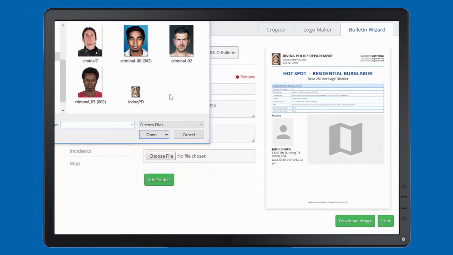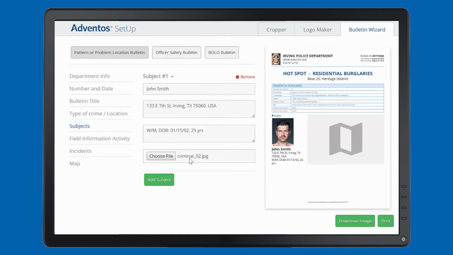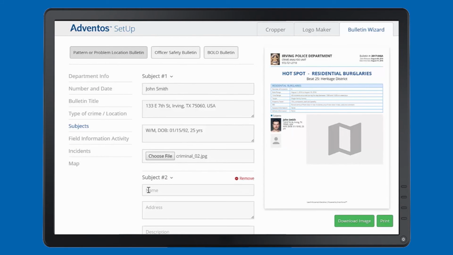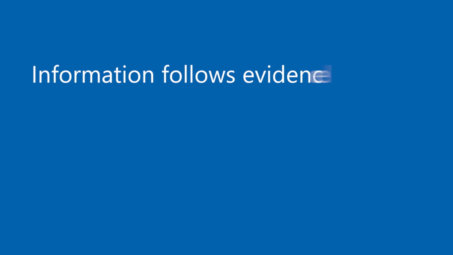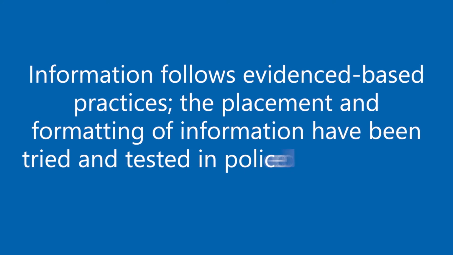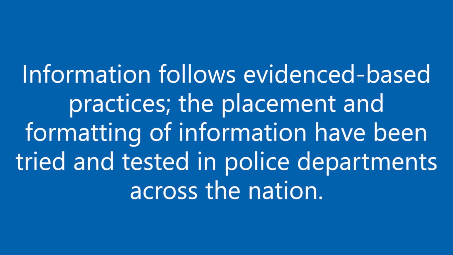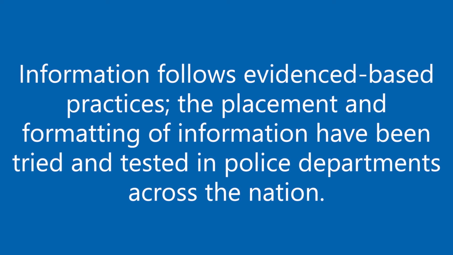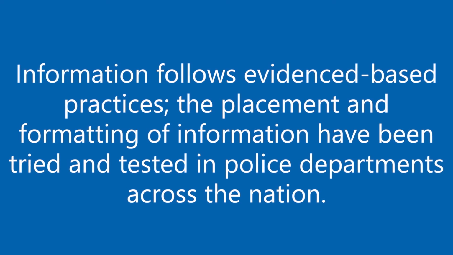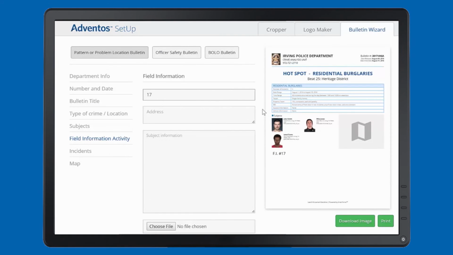By clicking on saved images of known offenders and entering their data into the preset fields, you can see how known offender data is quickly included and organized on the bulletin. Not only does the information follow evidence-based practices, but the placement and formatting of the information on the bulletin itself has been tried and tested in police departments across the nation. Additional information taken from FI cards or from analysis can also be included by entering data in this section.